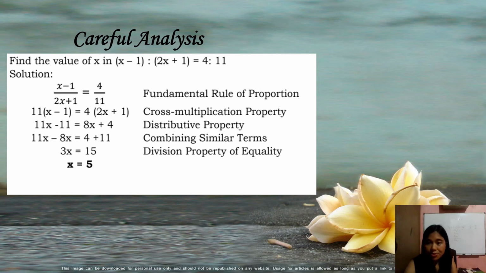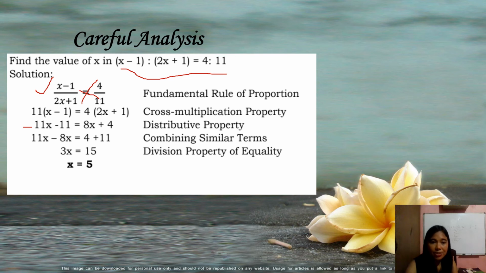By the fundamental rule of proportion, we can write all of this given into fraction form. So we now have x minus 1 over 2x plus 1 equal to 4 over 11. And then cross multiply. So you have 11 times x minus 1 and 4 times 2x plus 1. Now, by the distributive property, 11 times x is 11x, while 11 times negative 1 is negative 11. Now, 4 times 2x is 8x, and 4 times 1 is 4.